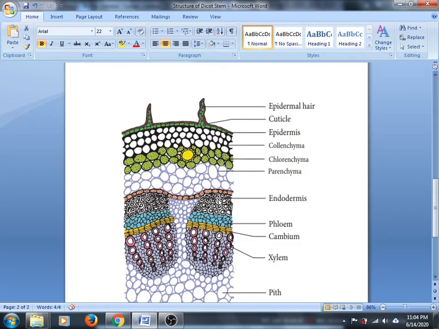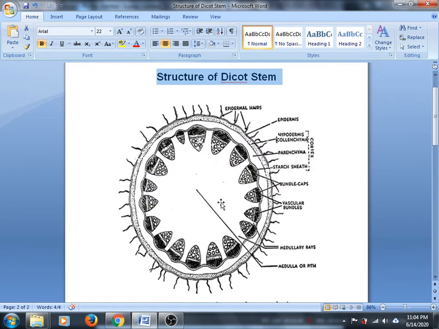Hello everybody. Today we are going to study the dicot stem. What is a dicot? Normally plants are classified into two types: dicot and monocot. Dicot plants have two cotyledons in the seeds and a taproot system. The leaves have reticulate venation. So many things are present.